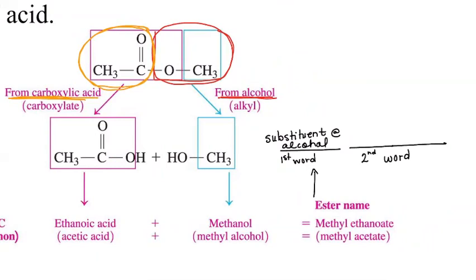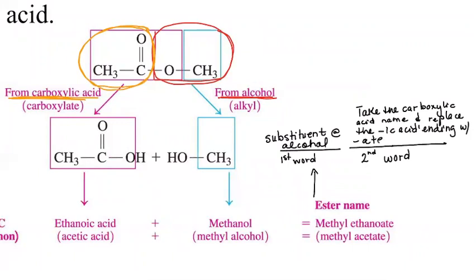So let me just write this down. We're going to take the carboxylic acid name and replace the ic acid ending with ATE. So as you can see, the components that make this ester are specifically ethanoic acid and methanol.